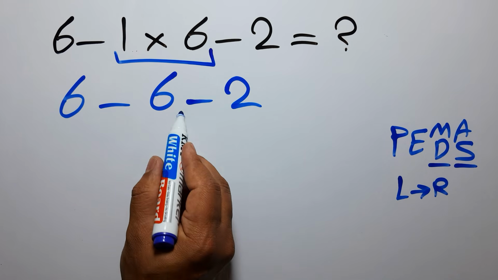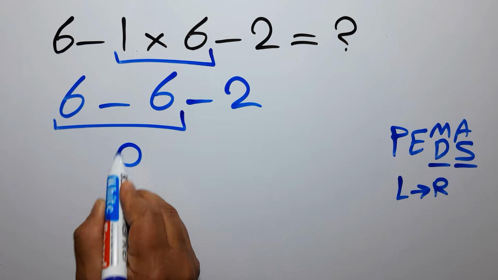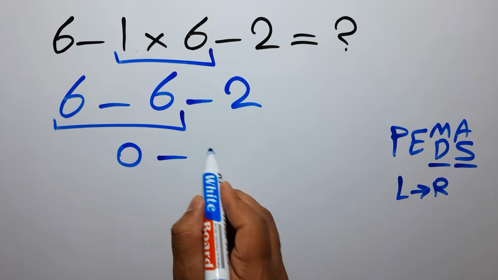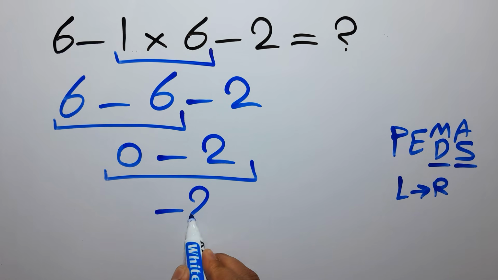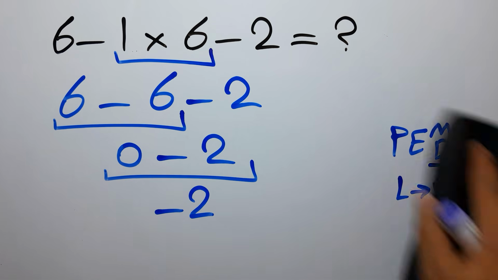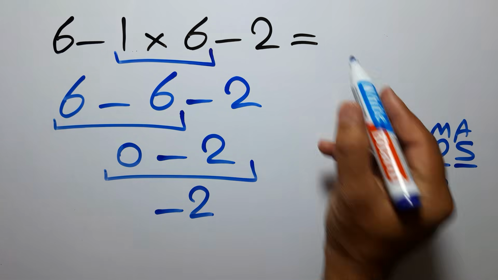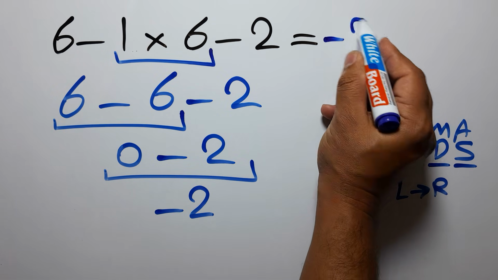6 minus 6 gives us 0. So we have 0 minus 2, which equals negative 2. And this is our final answer to this problem. The correct answer is negative 2.